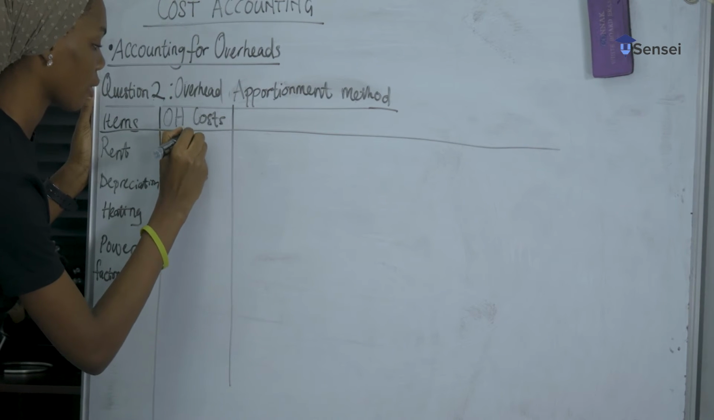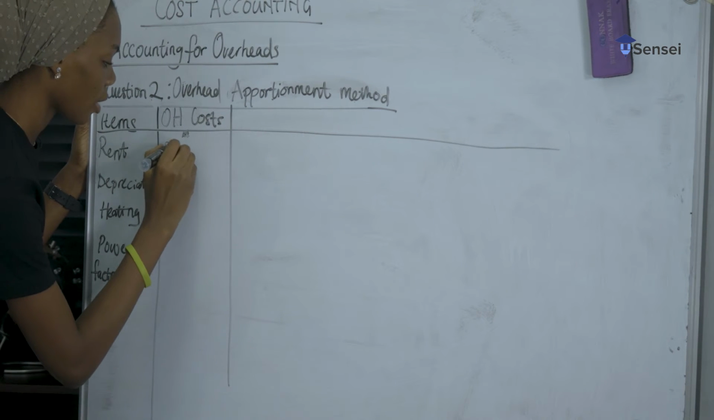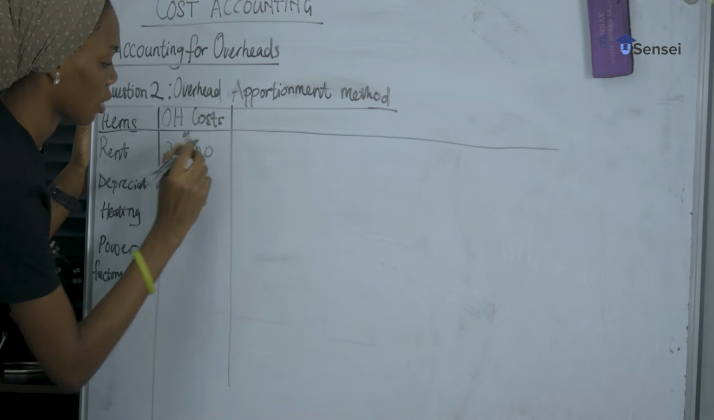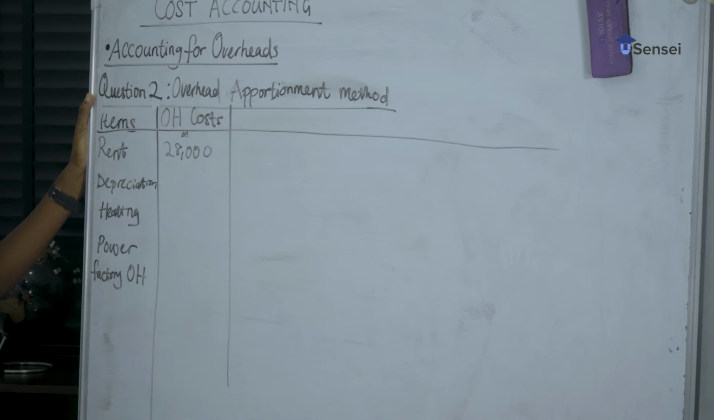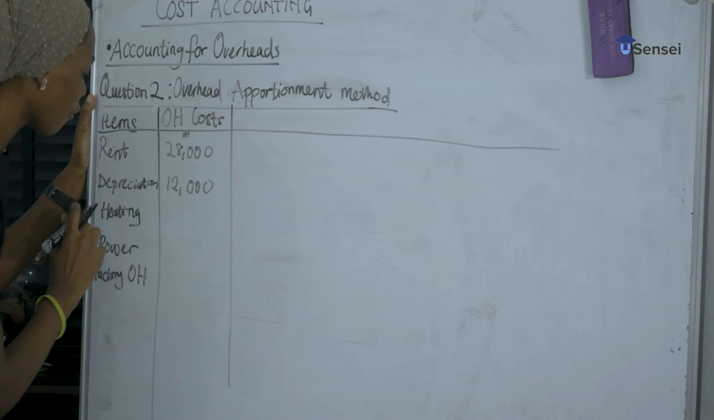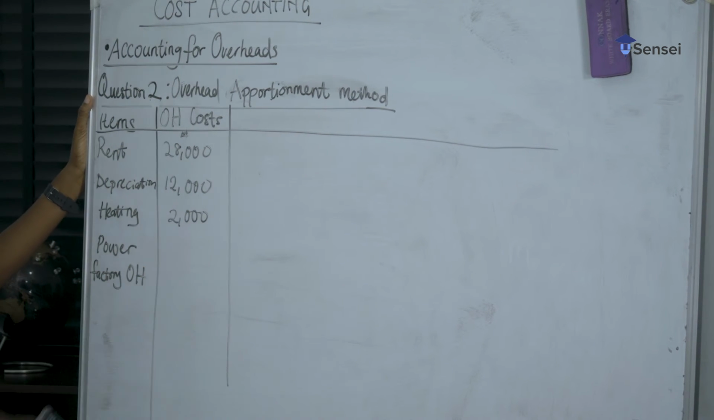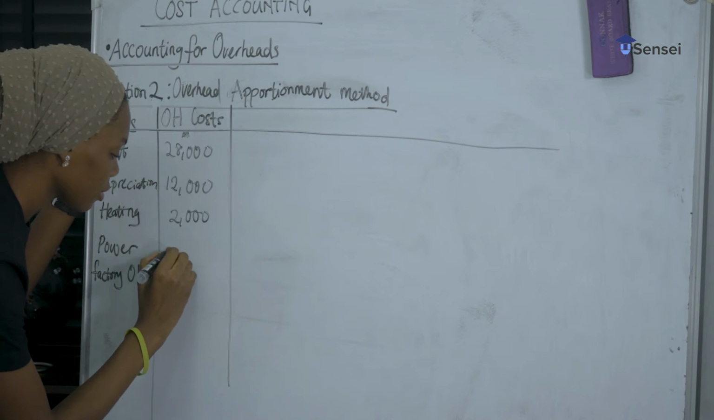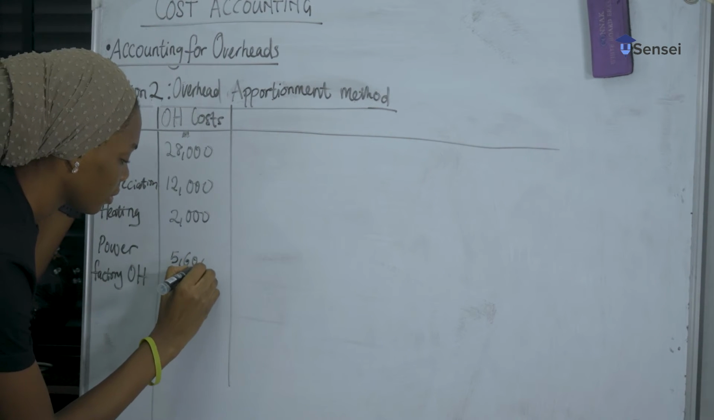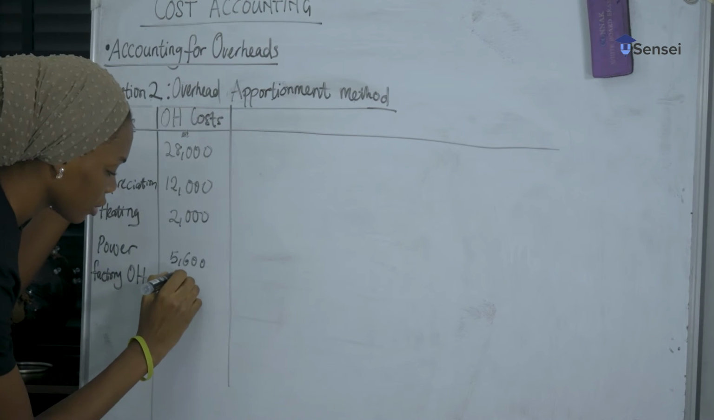Now the total overhead cost for rent is 28,000 naira, while the overhead cost for depreciation is 12,000. For heating it is 2,000. For power it is 5,600. And for factory overhead, we have 7,900.